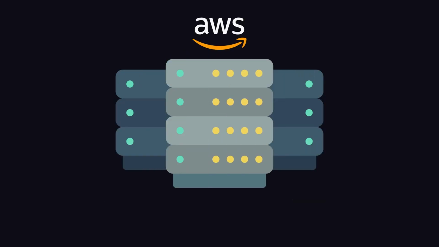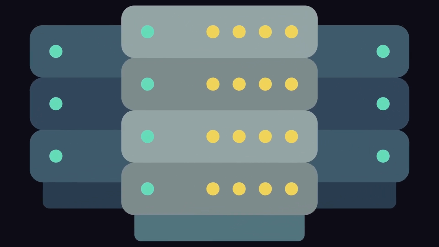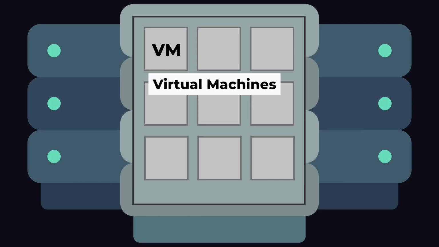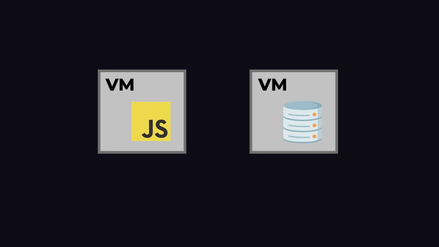Behind the scenes, AWS has a giant, powerful computer, and inside its software, it's running many smaller computers, and we're actually renting one of these smaller computers. And these smaller computers only exist in the software, so we call them virtual machines, or VMs. So to run our website, we rent a VM from AWS to run our backend, and we also rent another VM to run our database.